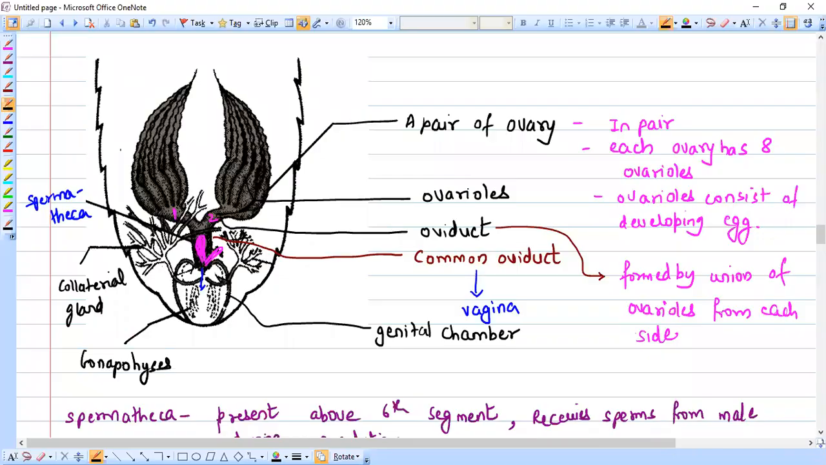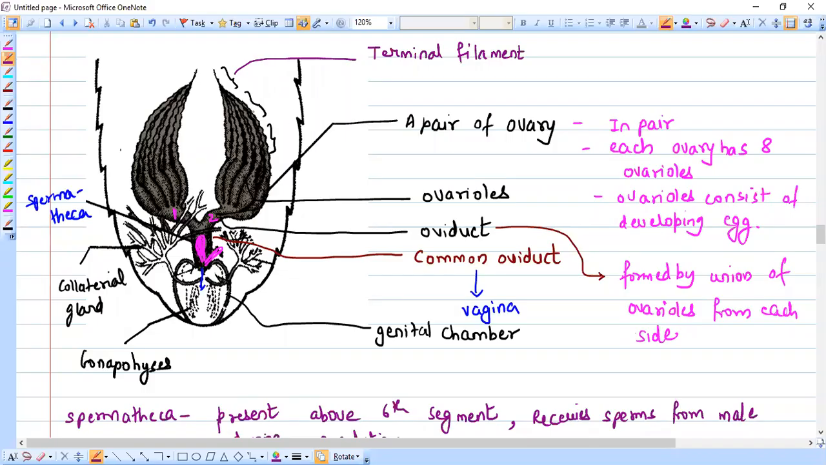The next important part is here. This what you can see here is called vitellarium. This is divided into different layers. So I can say this is one part, this is second part, and this is the third part. So let's do the labeling of all these three parts. The upper one is called terminal filament.